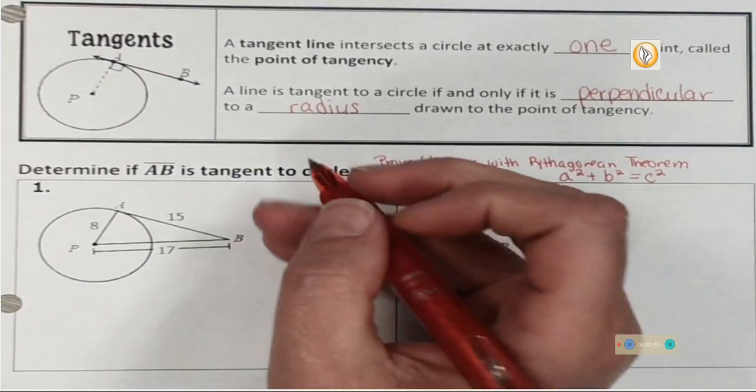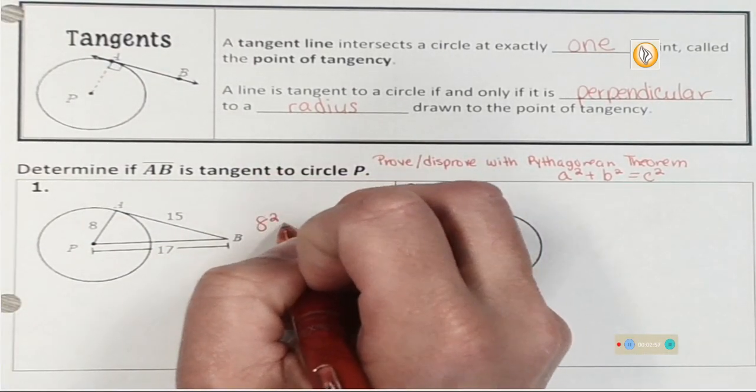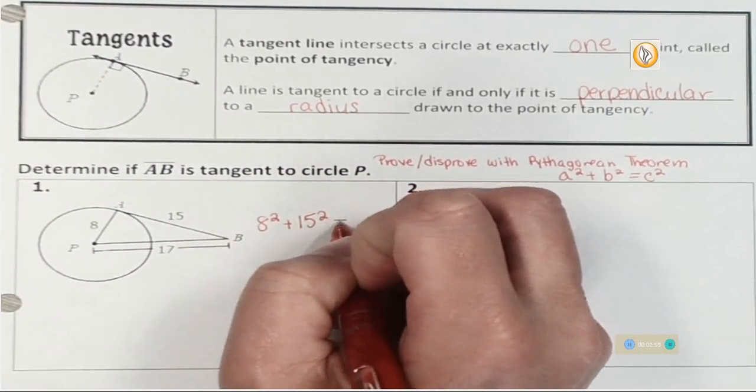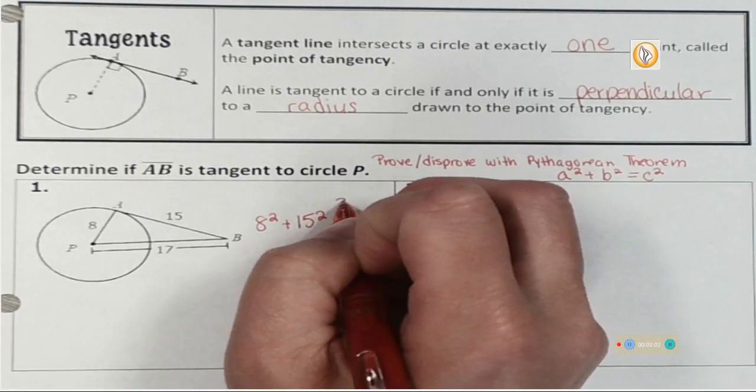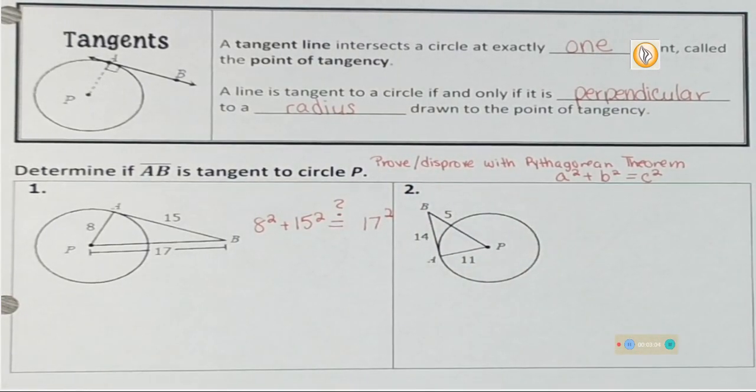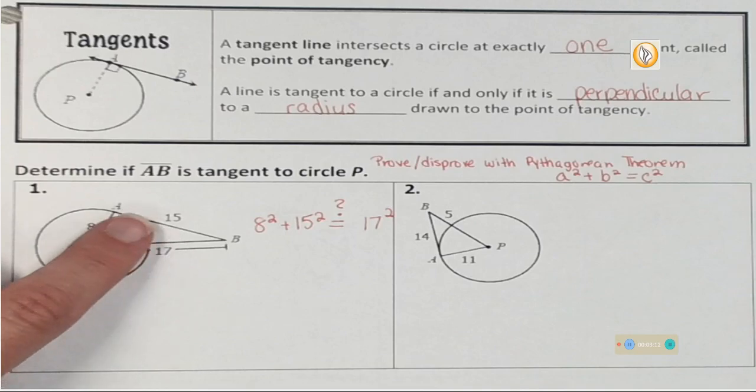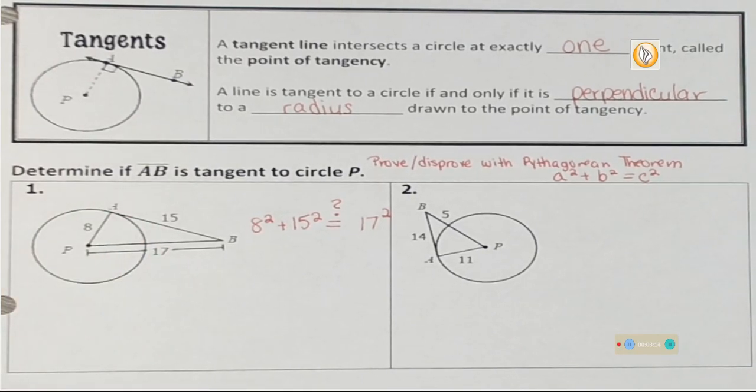So you're going to set that up. A squared plus B squared, you're trying to figure out basically like a giant question mark. Is that really true? If that is a true statement, so if the left equals the right, then yes, that's a right triangle, which means that this is a tangent line. If the answer is no, then it's not a right angle, which means it is not a tangent.